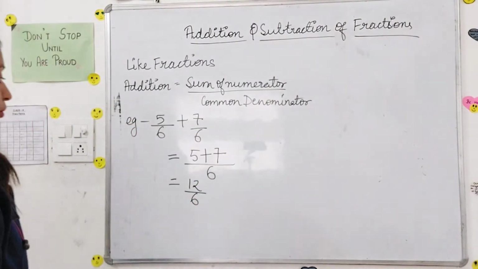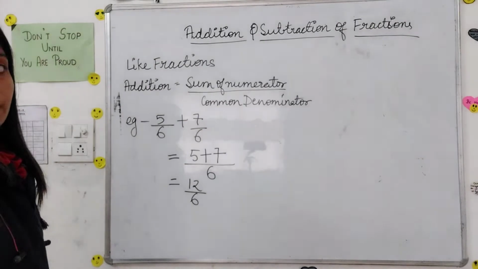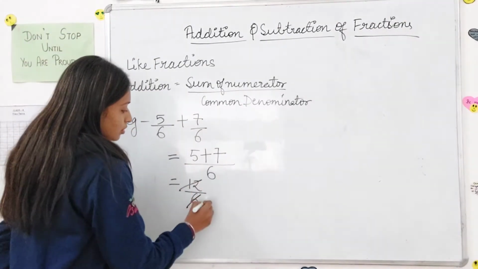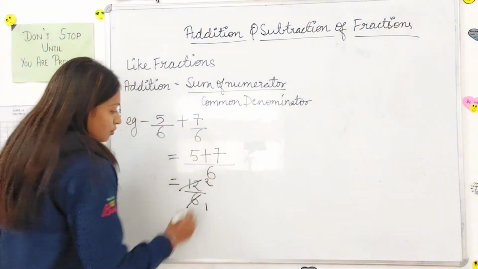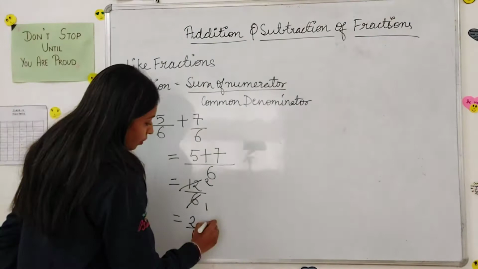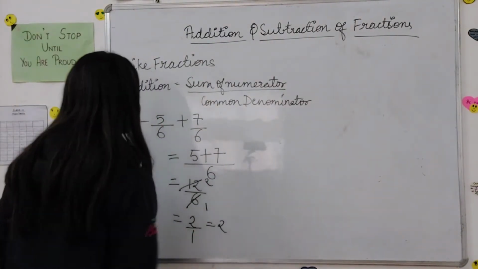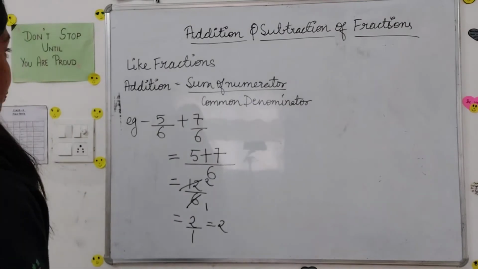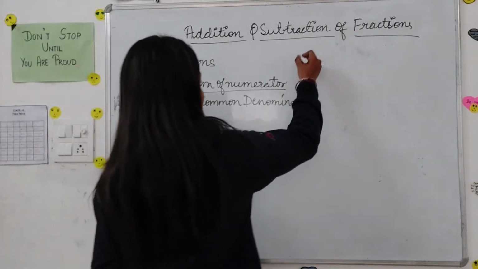And now we will reduce it to the lowest terms. We will check if it is cancelling or not. So 6 ones are 6 and 6 twos are 12. So the answer will be 2 upon 1, or 2.